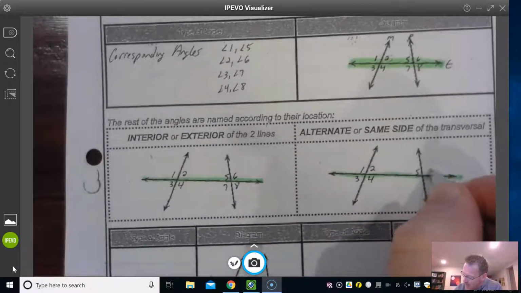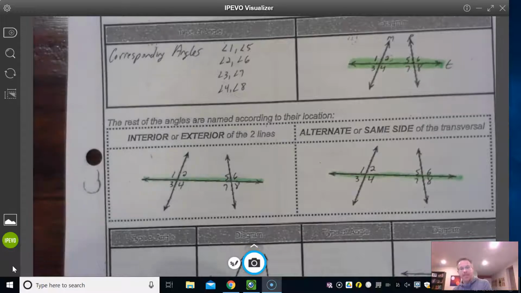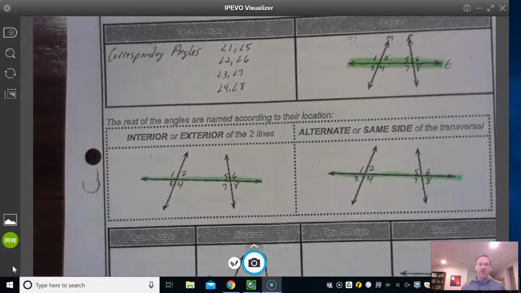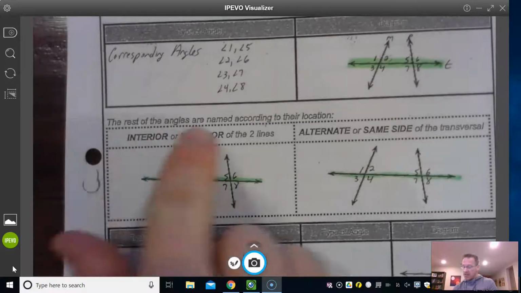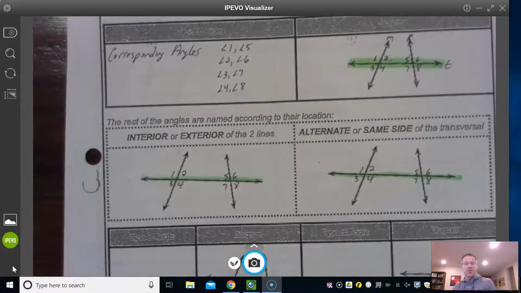All right, so we have our same numbering system. Now when we talk about interior, exterior, and alternate and same side, this is going to help us identify the rest of the angle relationships here. Everything else, like you can see here, is named according to their location.